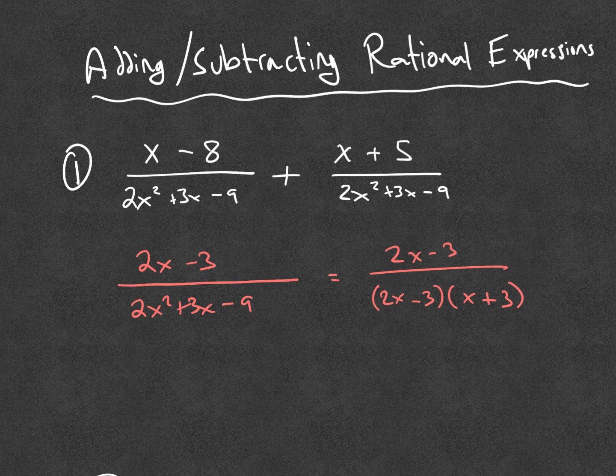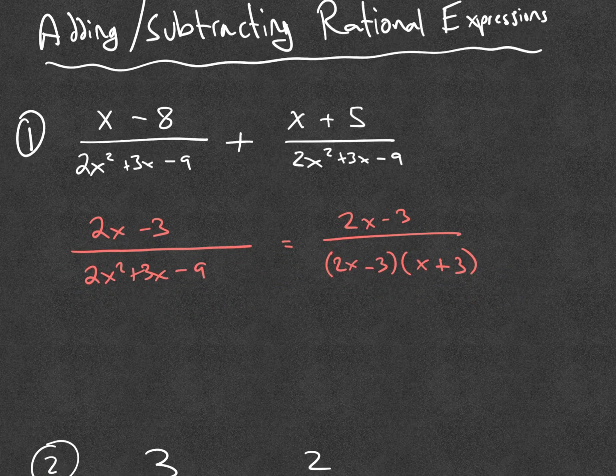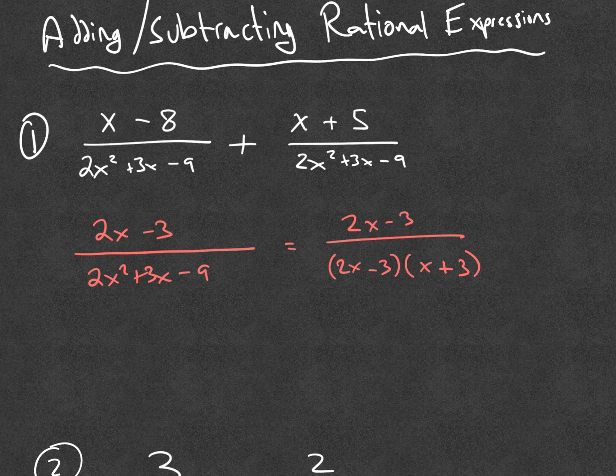And at this point, we need our restrictions before I cancel anything out. So my restrictions are going to be x can't be negative 3, and that 2x minus 3 can't be 0. So that'd be 2x equals 3, x can't be 3 over 2. So x can't be positive 3/2. So there's my two restrictions.